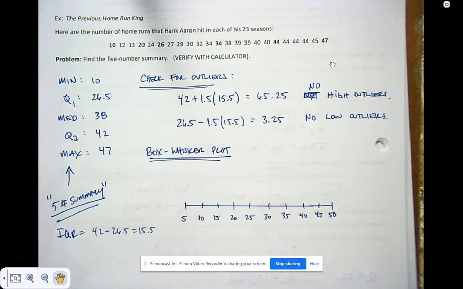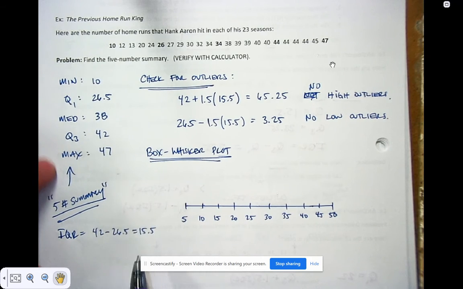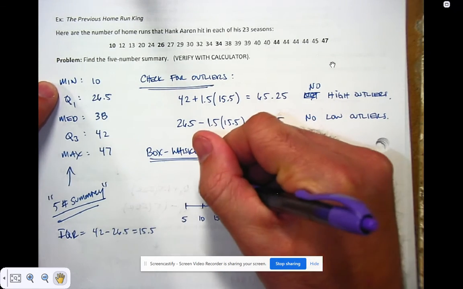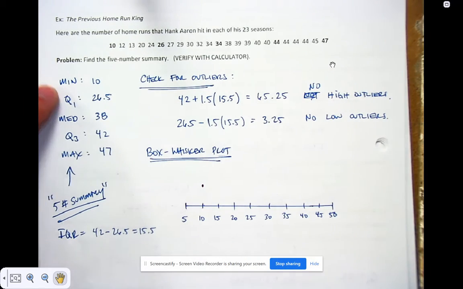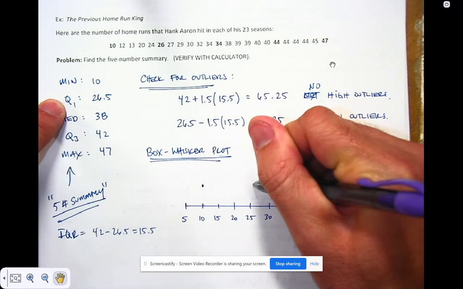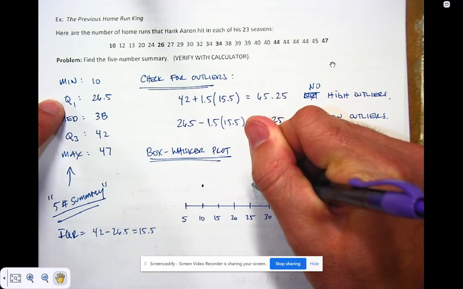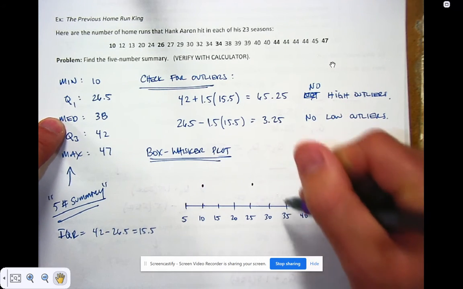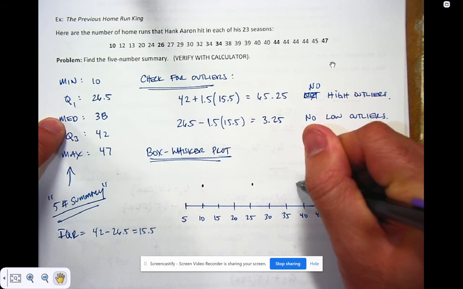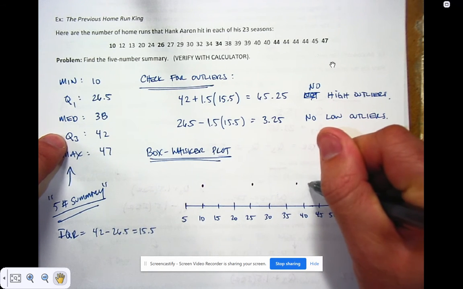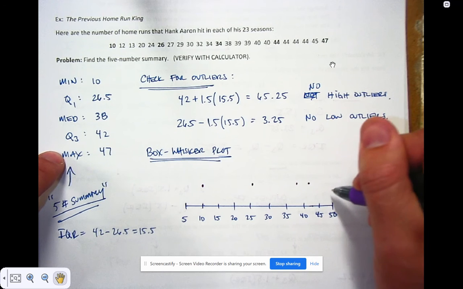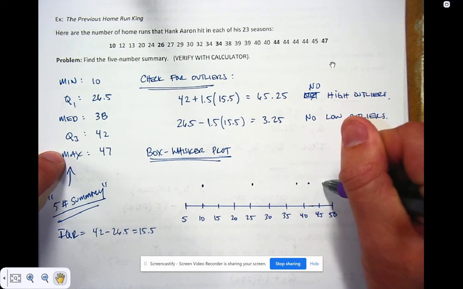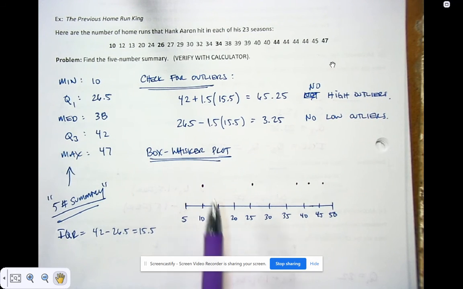Then you're going to draw a graph based on these 5 numbers. Here's how this works. You go to a minimum value of 10 and you put a dot. Let's go to quartile 1, 26.5. You're just going to estimate it. It's right around there. Then you go to the median, which is 38, so way up here. Quartile 3 is 42, somewhere right around there, and a max value of 47 would be right around there. So you have 1, 2, 3, 4, 5 dots.